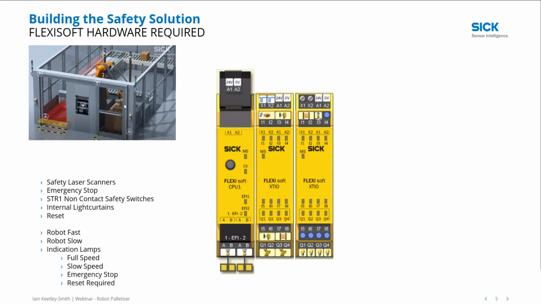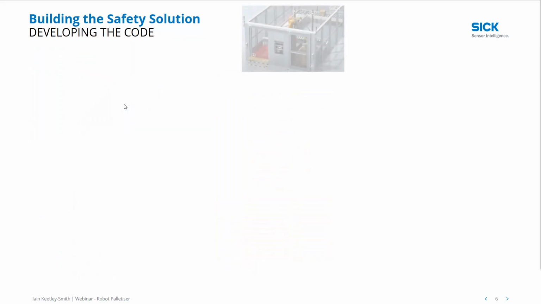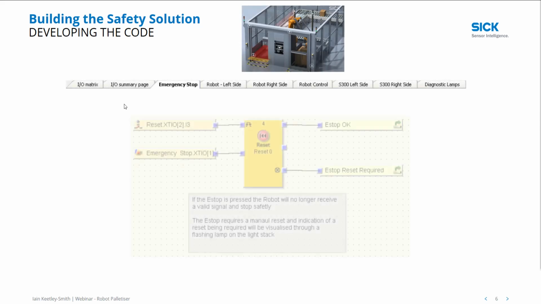So that is our Flexisoft hardware. We've allocated our inputs and our outputs. So now we need to go in and start developing the code. Now in previous webinars I've done the code, showing you how the code is put together, but the code for this is quite complicated. So rather than showing you me writing the code, what I've got here is just an image of the logic and how it's being created.